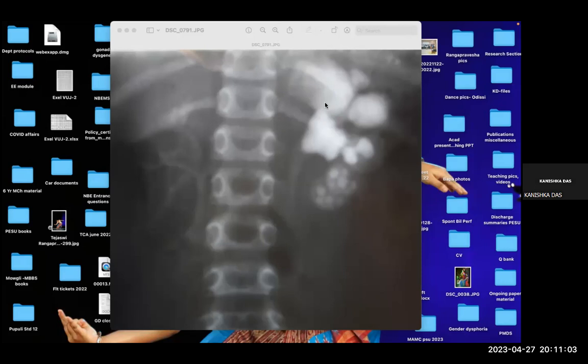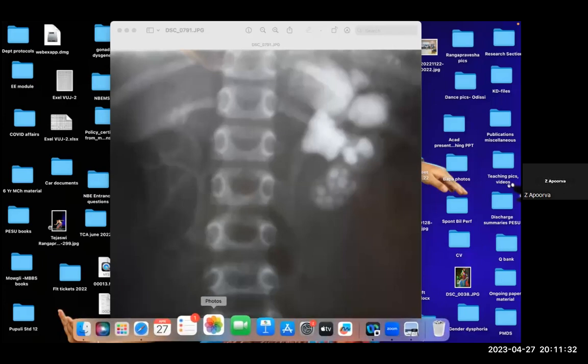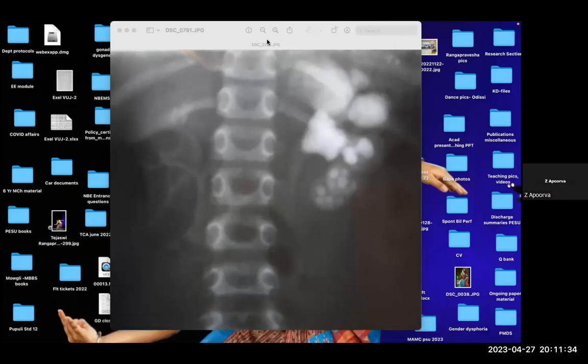And then you are seeing so many small radio opaque shadows. Then this is one large radio opaque shadow. This is another radio opaque shadow. Now you must tell me more about these radio opaque shadows. So there are multiple radio opaque shadows in the left kidney, suggestive of multiple radiopaque stones.